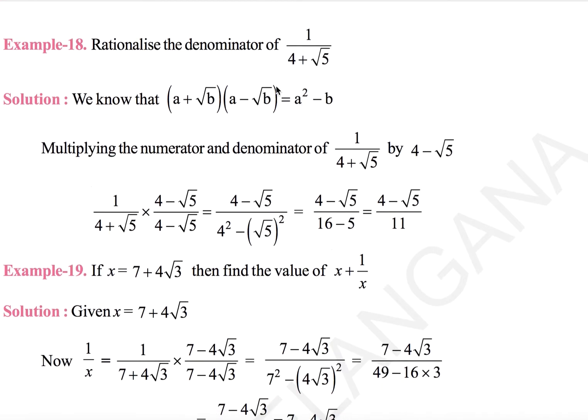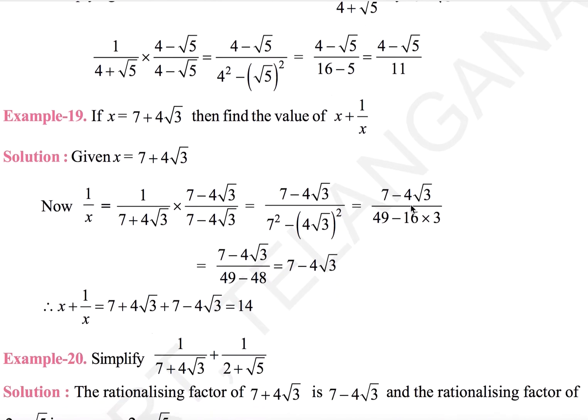Okay. Rationalize the denominator of this. So you have to multiply with 4 minus root 5. 4 minus root 5 by 16 minus 5, that is 11.